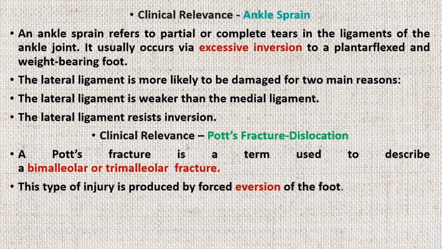Clinical relevance. Pott's fracture dislocation. A Pott's fracture is a term used to describe a bimalleolar (medial and lateral malleoli) or trimalleolar (medial and lateral malleoli, and distal tibia) fracture. This type of injury is produced by forced eversion of the foot. It occurs in a series of stages. Forced eversion pulls on the medial ligaments, producing an avulsion fracture of the medial malleolus. The talus moves laterally, breaking off the lateral malleolus. The tibia is then forced anteriorly, shearing off the distal and posterior part against the talus.